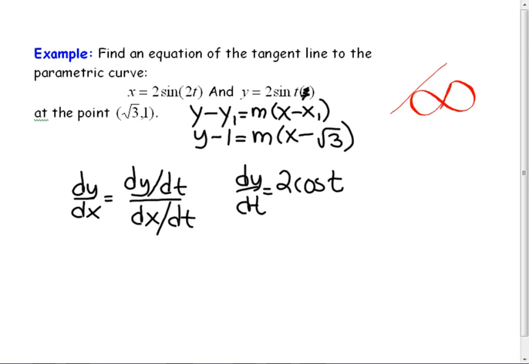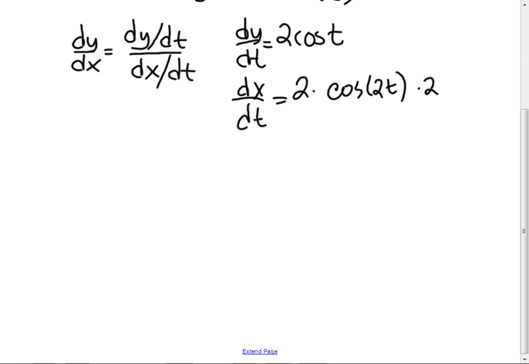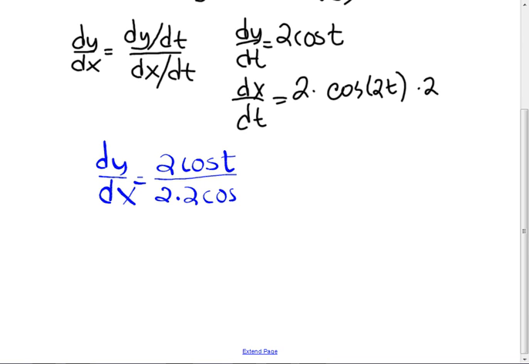And you get points for writing this out, even if you don't know what the time is. What's dx/dt? Now, let's see. We have to use the chain rule. It's 2 times cosine of 2t times the derivative of the inside function, which is 2. I don't even want to simplify that because I'm going to put it in that ratio. So dy/dx is equal to 2 cosine t over 2 times the cosine of 2t.